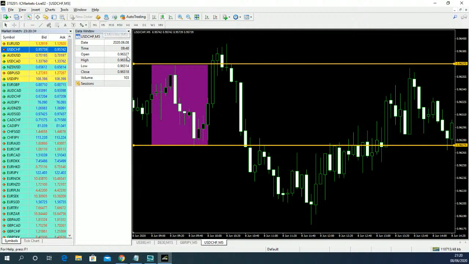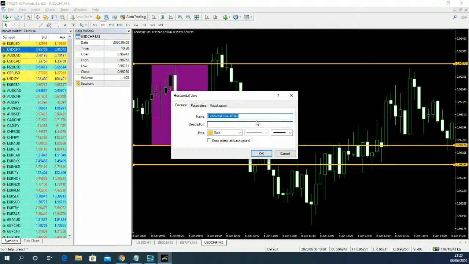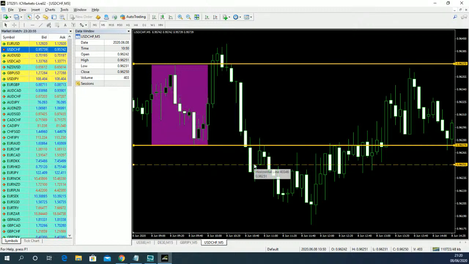Yeah. So now let's put our sell line. We are going to sell at the close of this candle here. So that's our sell line here. Let's make that a thin line. Okay, so that's our sell line.